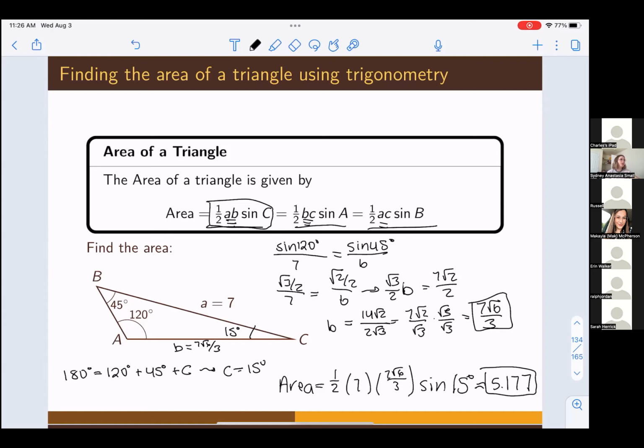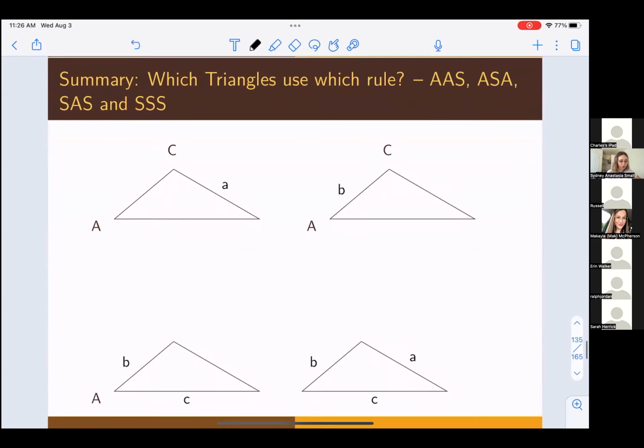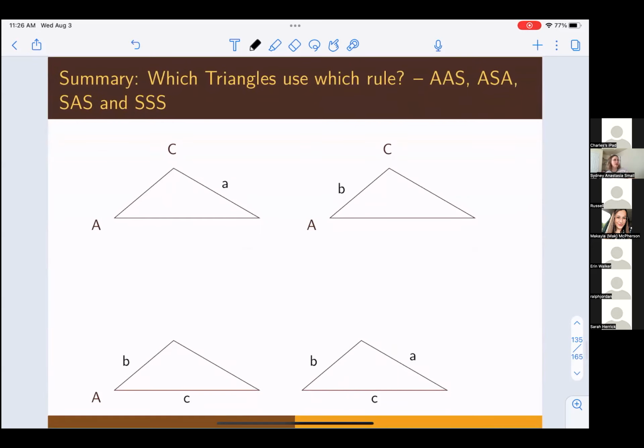Okay, let's do a little bit of a summary of the four kinds of triangles we have approached so far: angle, angle, side; angle, side, angle; side, angle, side; and side, side, side. And we want to think about, just in general, which triangles will use which rule. First, let's think about which triangle is which. This triangle right here, we know an angle and then walking around, another angle and a side. So this is an angle, angle, side.